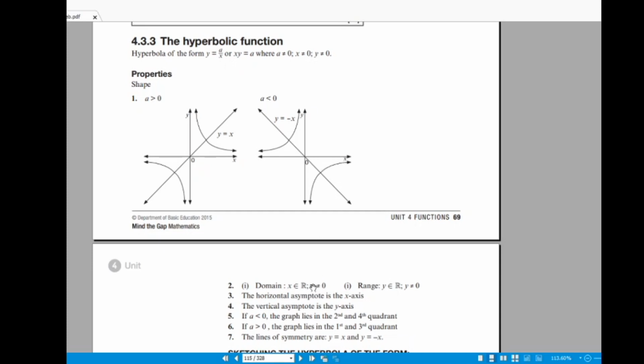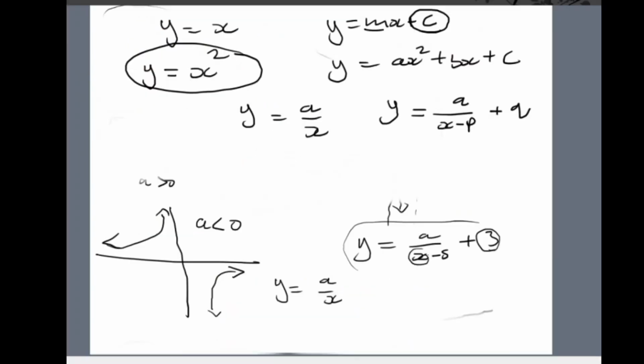So which is why we are excluding 0 from the set of real numbers, right? And then the range is also all real numbers but excluding the horizontal asymptote, right? The graph can never cross or touch the horizontal asymptote, which is why we have to exclude that y value there. So the range is all real numbers excluding the horizontal asymptote.